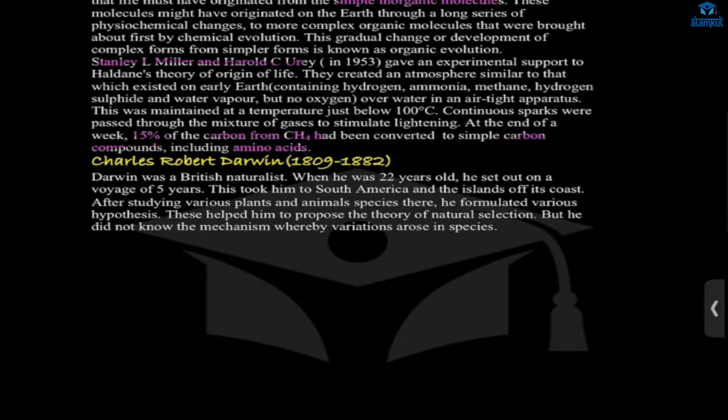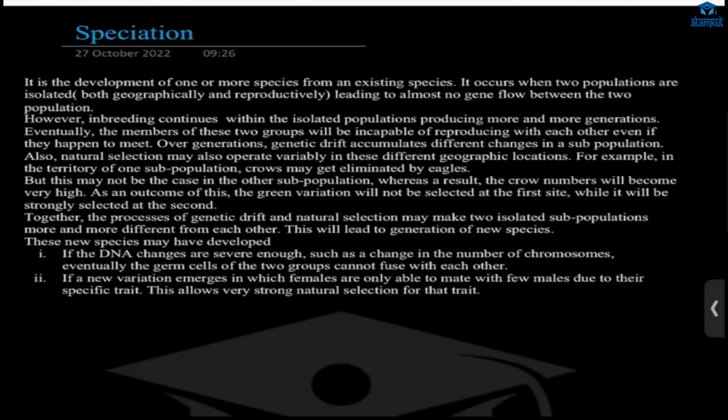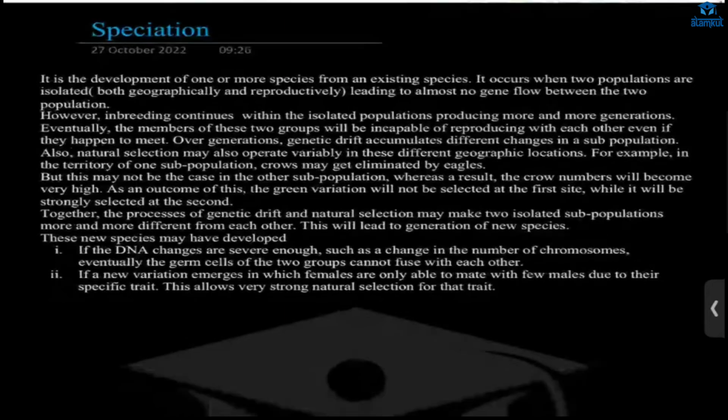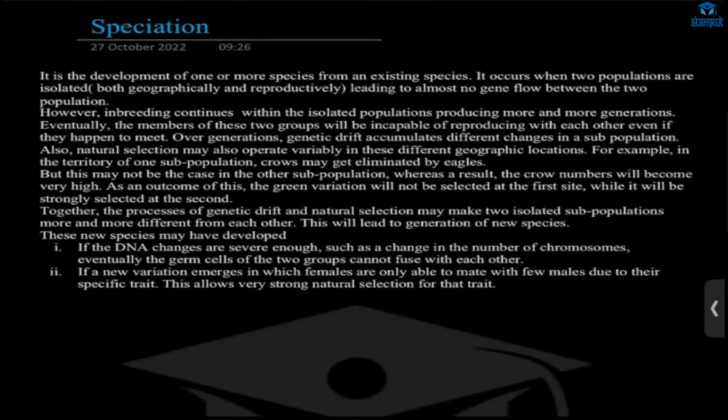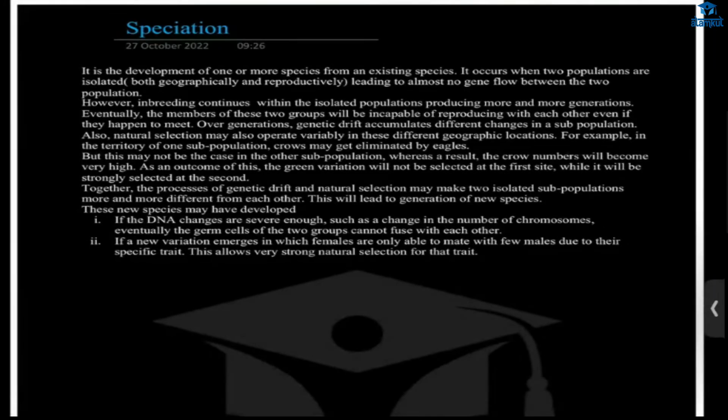Early Earth, what did it contain? Hydrogen, ammonia, methane, hydrogen sulfide, water vapor, but no oxygen. Okay. Now, next, speciation, right? What is that? It is the development of new species from existing species. Okay.